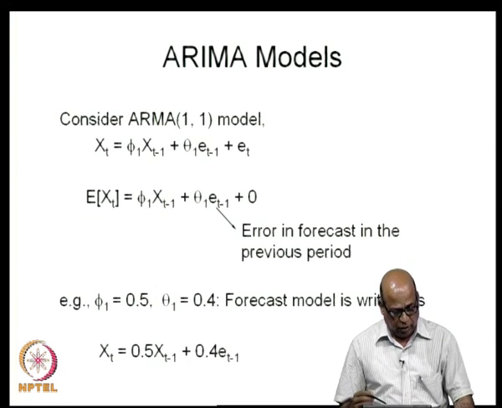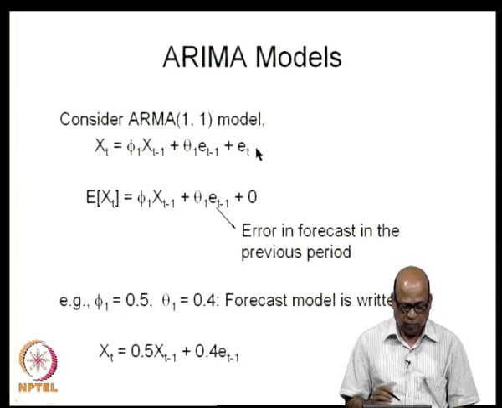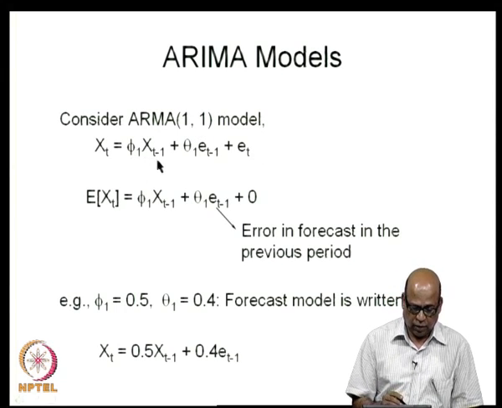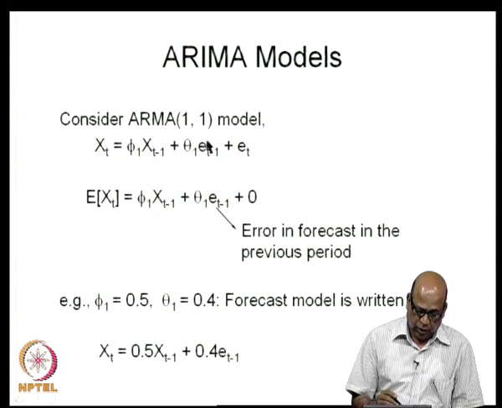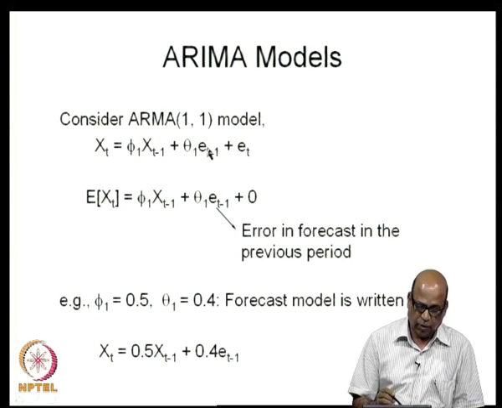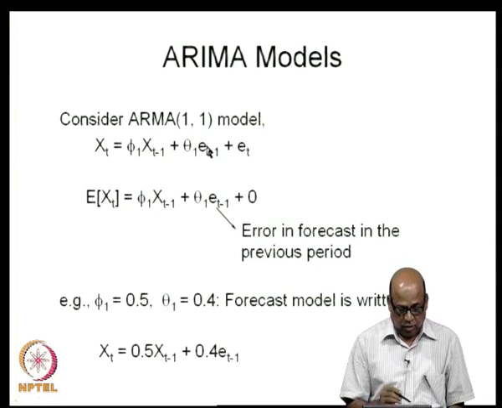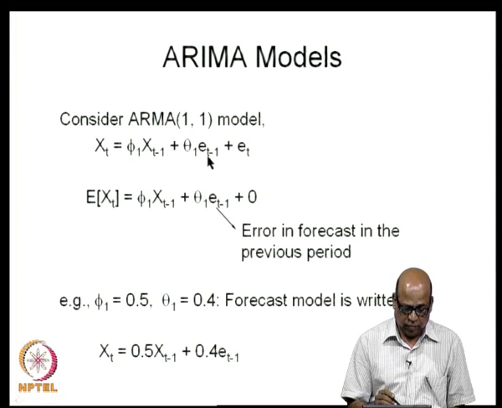Now, if we want to do the same thing for the ARMA 1 model, x t is equal to phi 1 x t minus 1 plus theta 1 E t minus 1 plus E t. Remember, this E t minus 1 is coming from the model application for the time period t minus 1, which is a known value now. E t minus 1 is a known value, which was responsible for generating the previous value. So, the expected value of x t is equal to phi 1 x t minus 1 plus theta 1 E t minus 1 plus 0. This sequence has a 0 mean, therefore, I write it as 0.